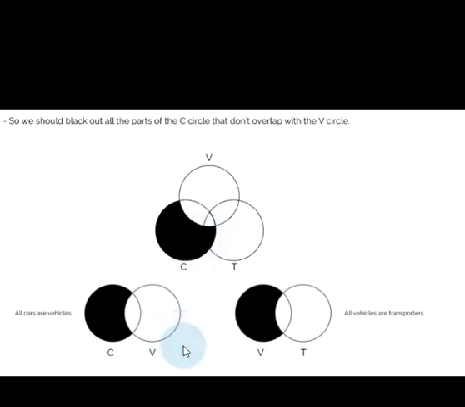So again, all we're really doing is taking this statement right here, all cars are vehicles, and we're representing it right here. Does that make sense now so far? You can simply ignore the T circle for now. Simply know how do you symbolize a universal affirmative? Well, you black out everything in the subject term that's outside of the predicate term. So we're doing the same thing here. It doesn't matter if there's a circle here. You followed the rule. Black out everything outside of the predicate term.